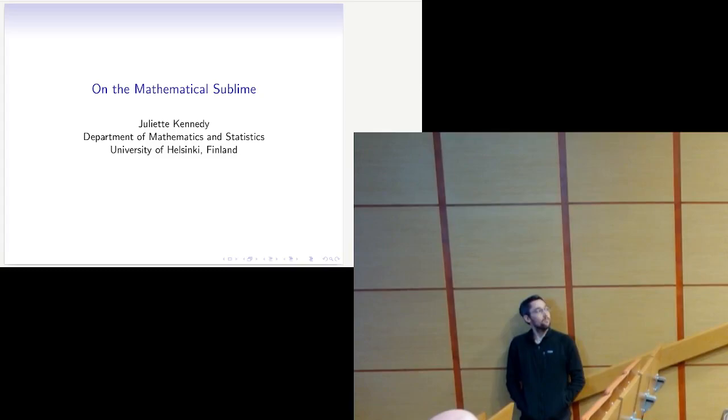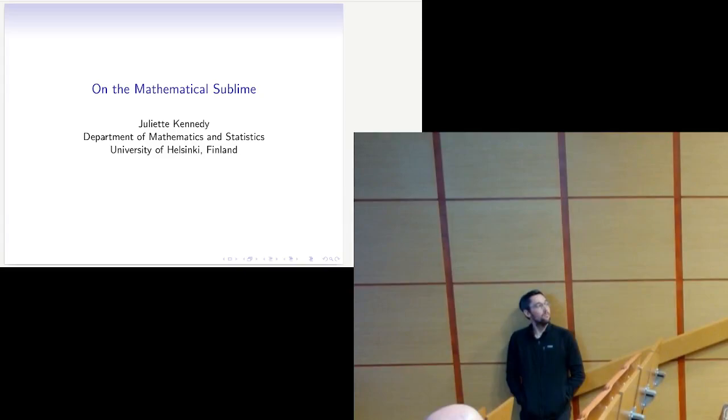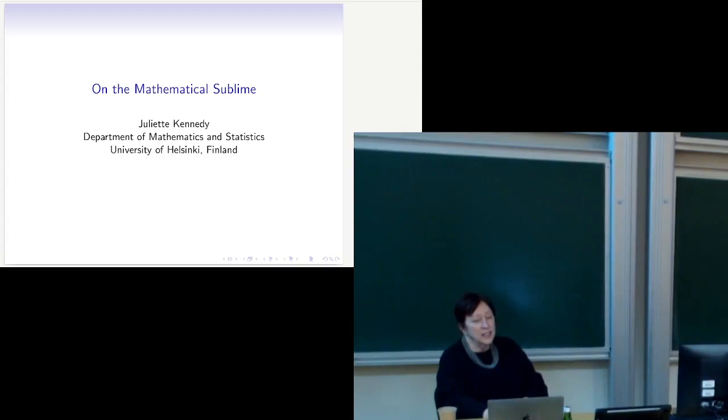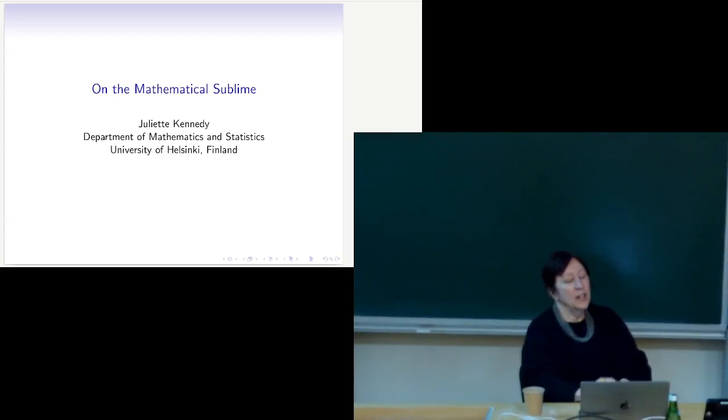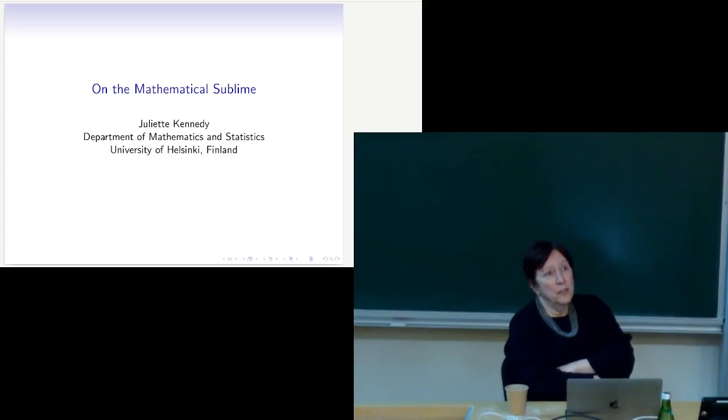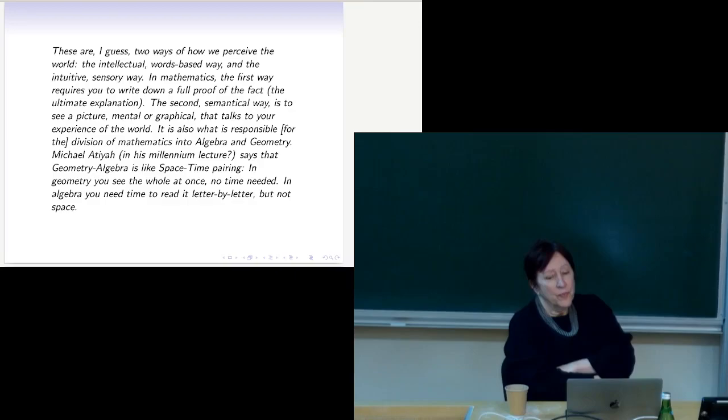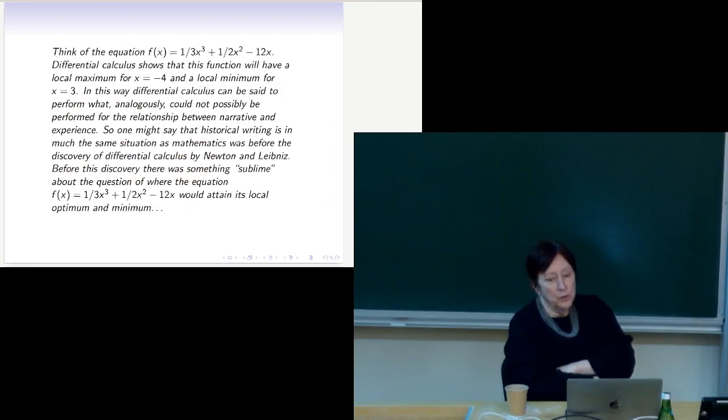So you mentioned the equation where people couldn't find the maximum and minimum. Is there a connection with the continuum hypothesis? You cannot decide whether it's true or false. Yeah. I think this concept of sublimity could absolutely be used all over the place in set theory. And it is about a kind of failure to resolve a situation.